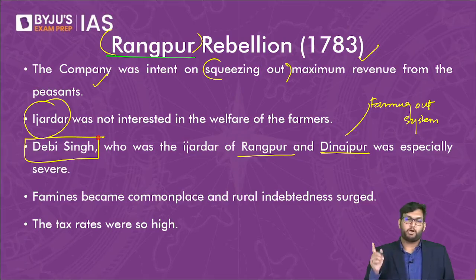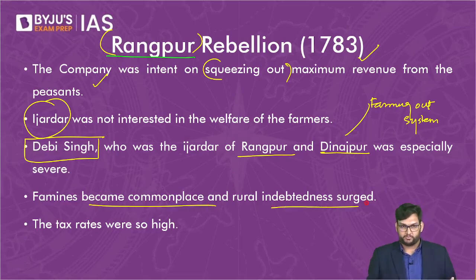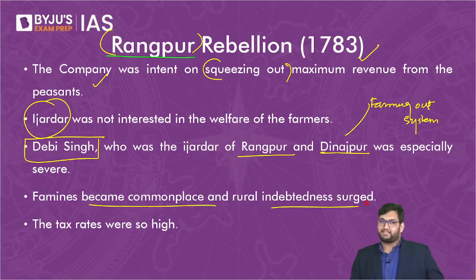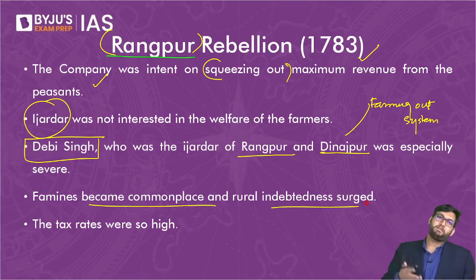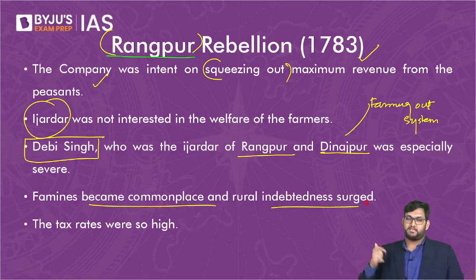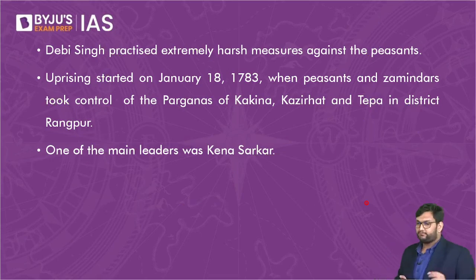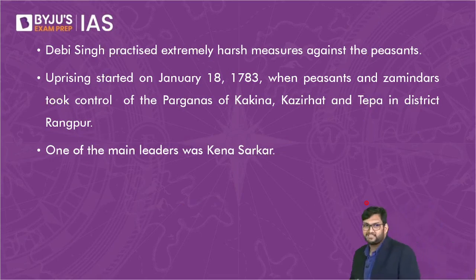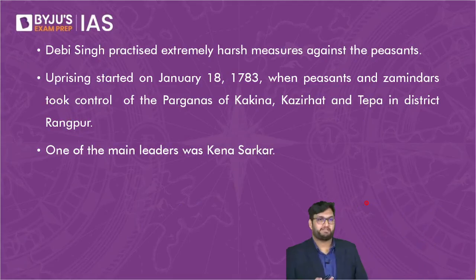And now, because of his very brutal policies, famines had become commonplace and rural indebtedness started to surge quite a lot. The rate of taxation was extremely high because Debi Singh had to pay further to the district collector. And therefore, Debi Singh was following extremely harsh measures against the peasants.